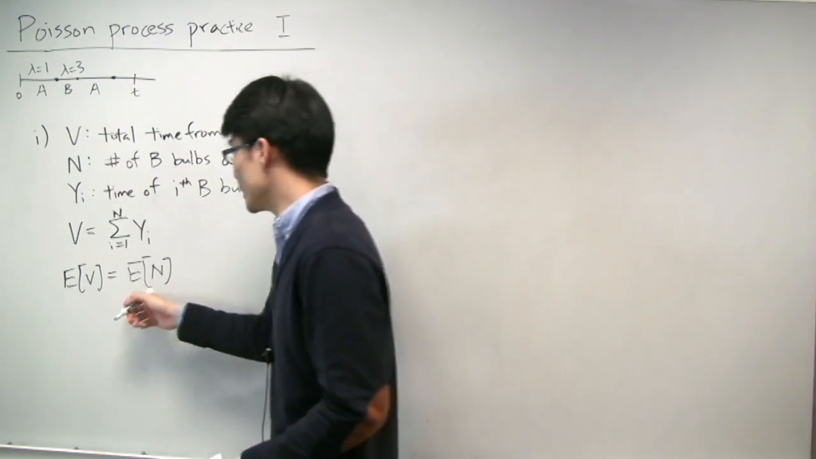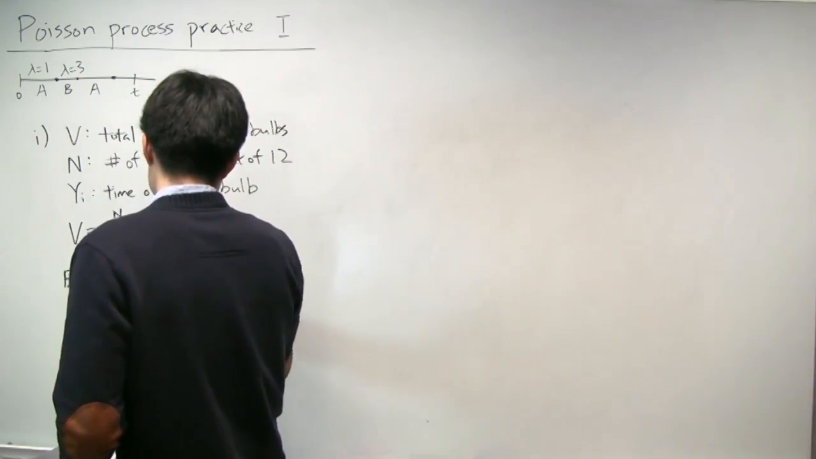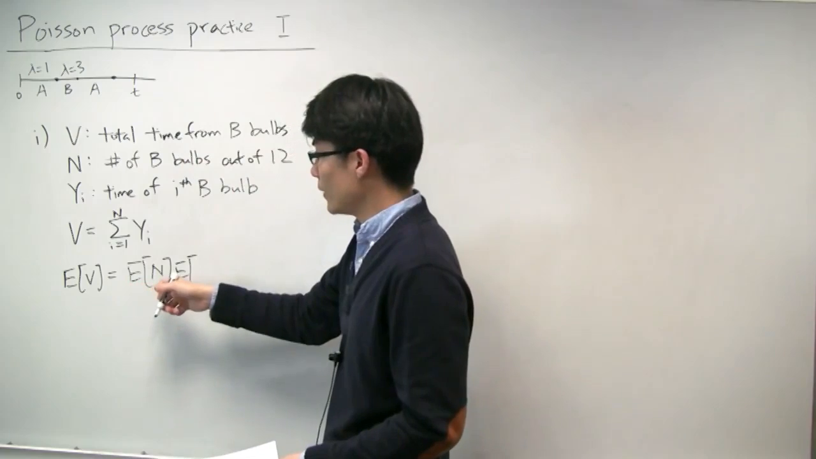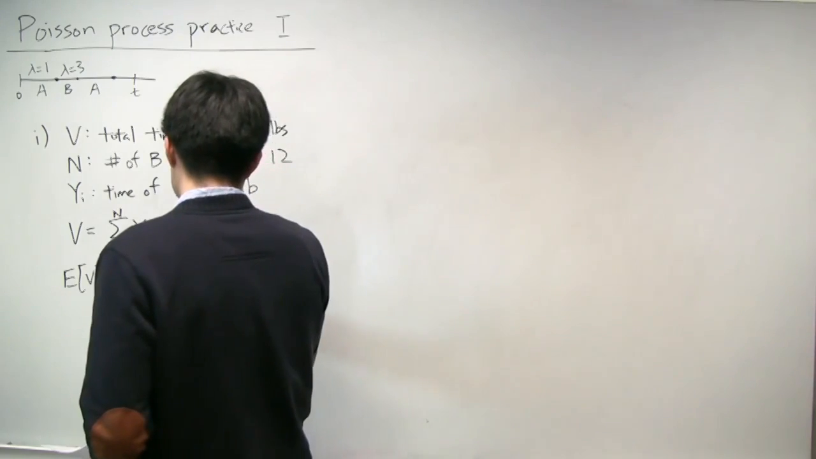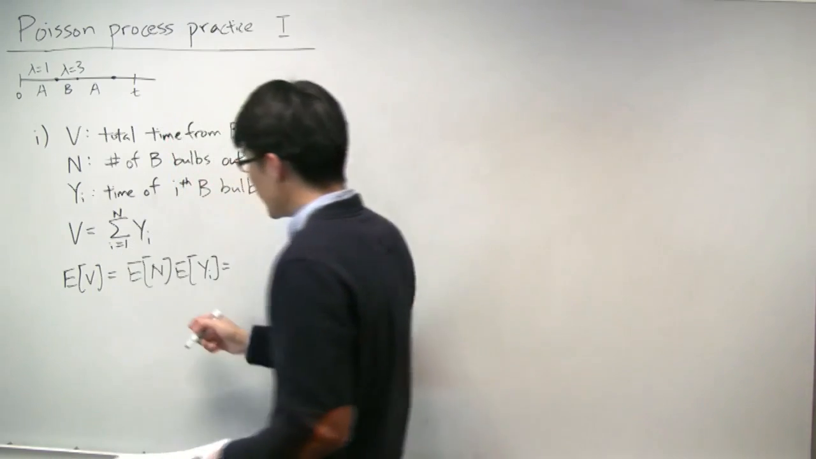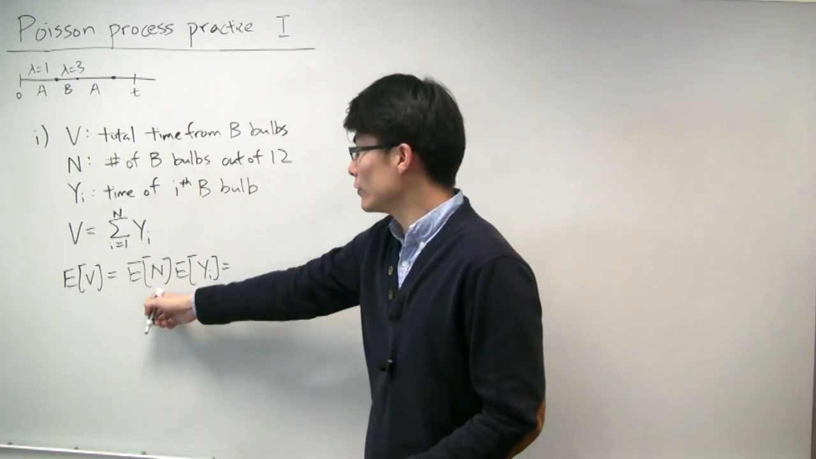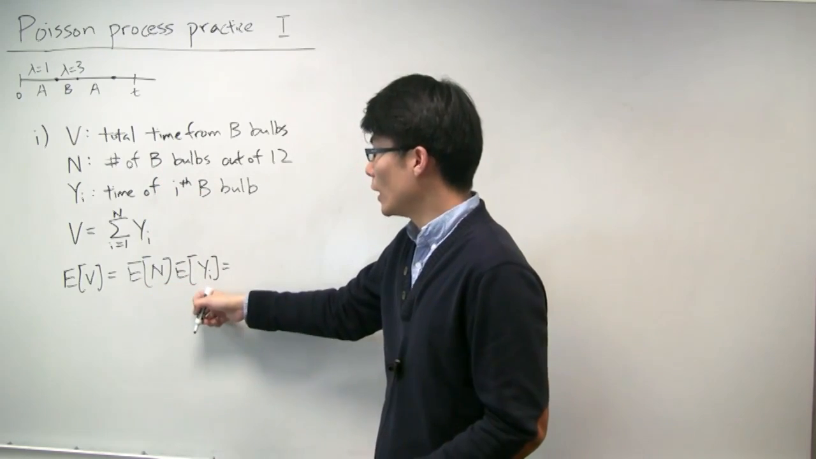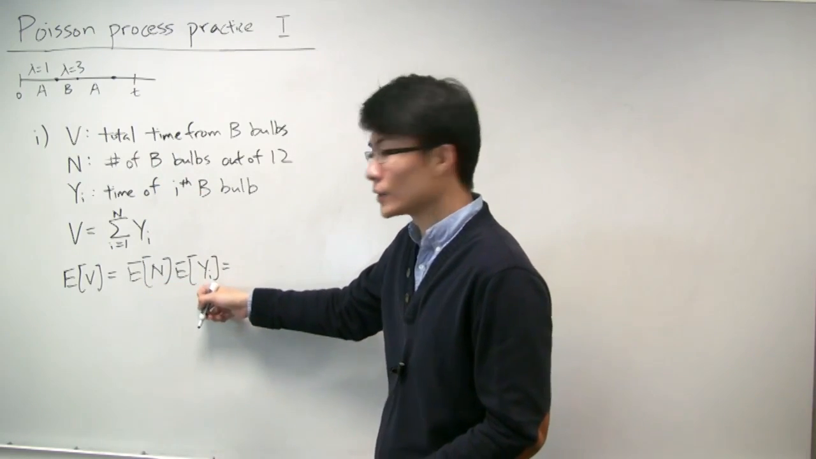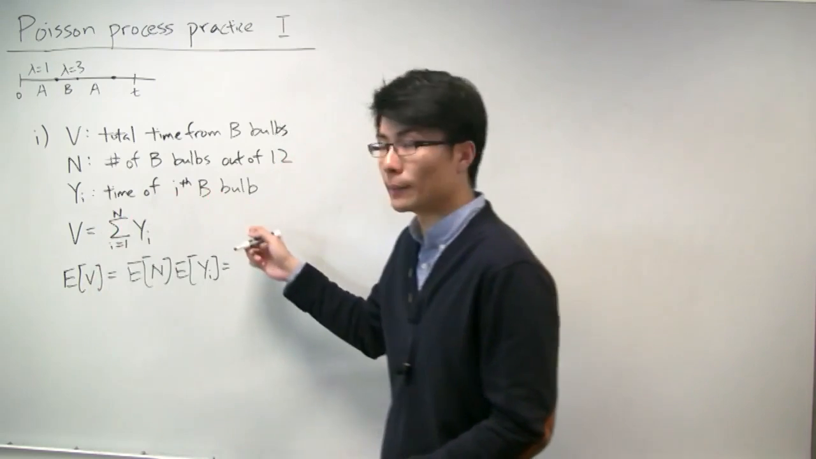So in this case, we get that this expectation is equal to the expectation of n times the expectation of yi. And so what it's essentially saying is that on average, how many B bulbs do you have? And then multiply that by, on average, how long each B bulb lasts. And that will give you the total average time.